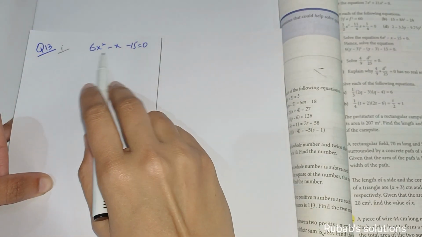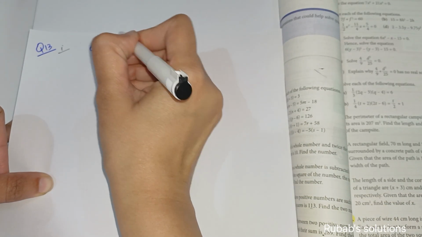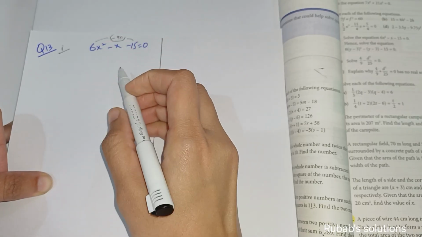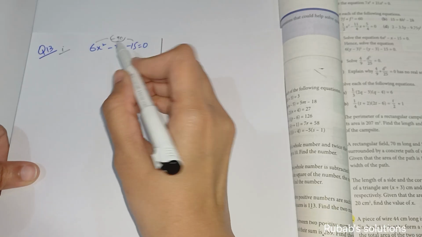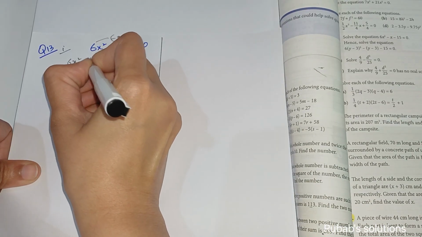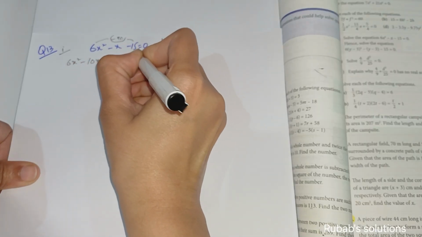Question number 13. 6x square minus x minus 15 is equal to 0. So 6 multiplied by minus 15 is minus 90. So I have to find numbers such that after subtraction I will get minus 1. So I know that 10 nines are 90 and 10 minus 9 is 1. Minus 15 is equal to 0.